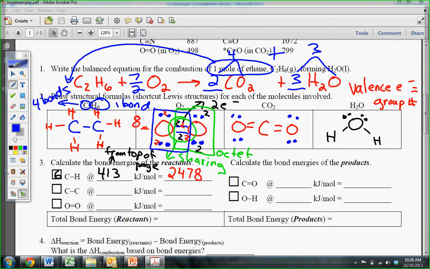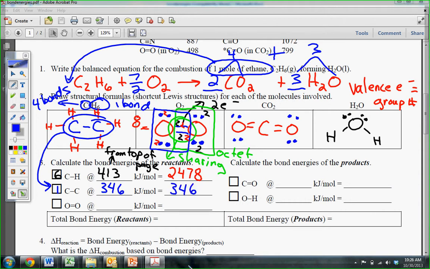All right, next, how many CC bonds do I have? I have 1 CC bond. Here it is. 1 CC bond. And what is that? 346. I have 1. 1 times 346 is 346.